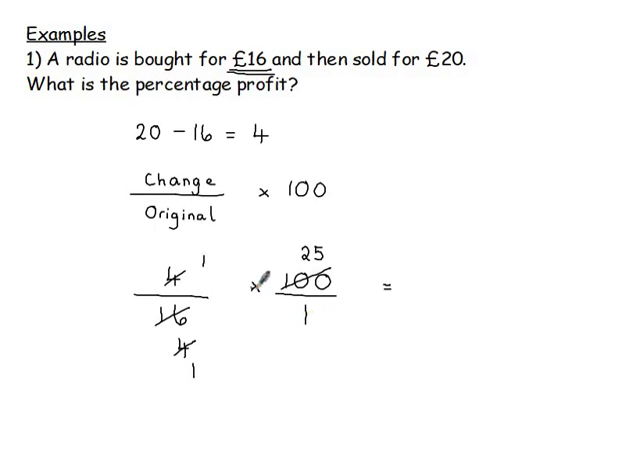So remember, you do top times top and bottom times bottom. So 1 times 25 gives us 25. 1 times 1 gives you 1. So 25 over 1, remember, just means 25. If it's ever over 1, you have to write it as a whole number. And as it's a percentage profit, you need that percentage sign on the end. So your answer is 25%.